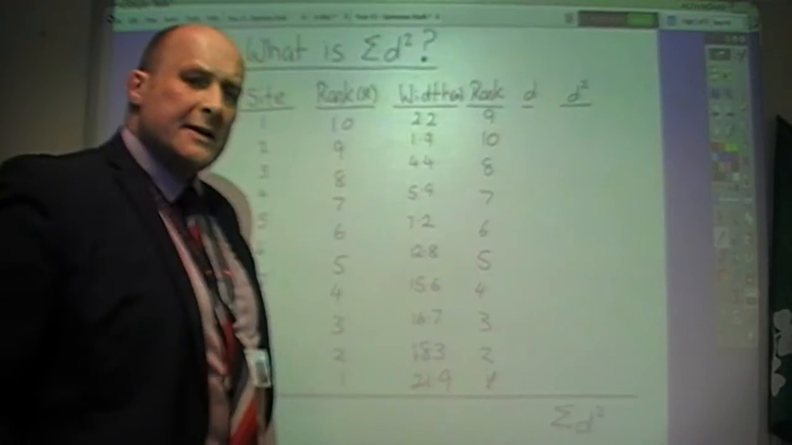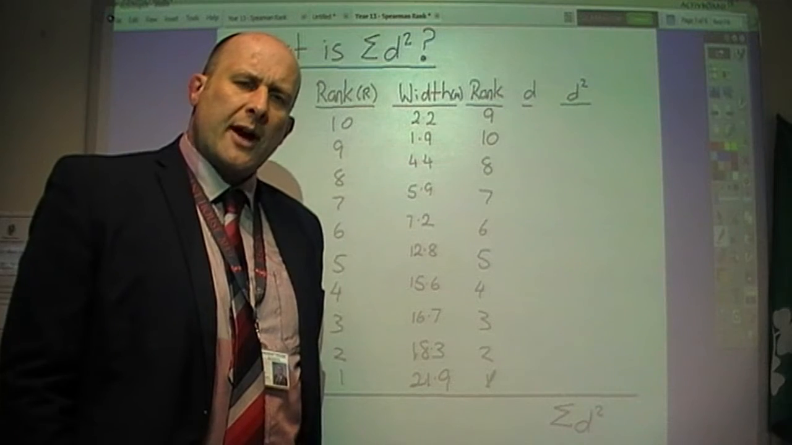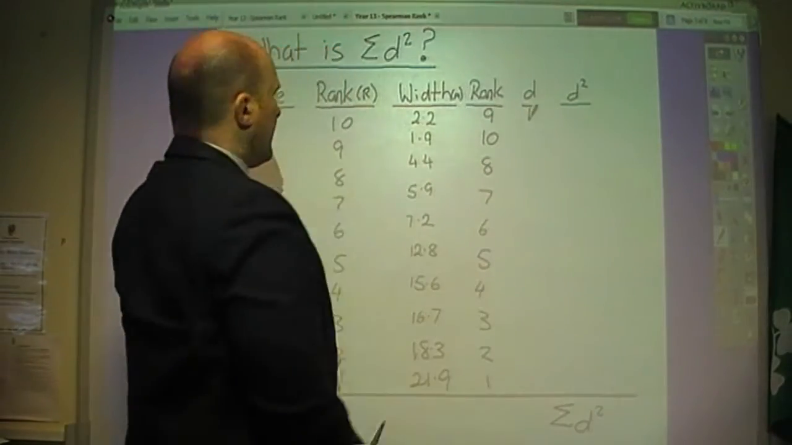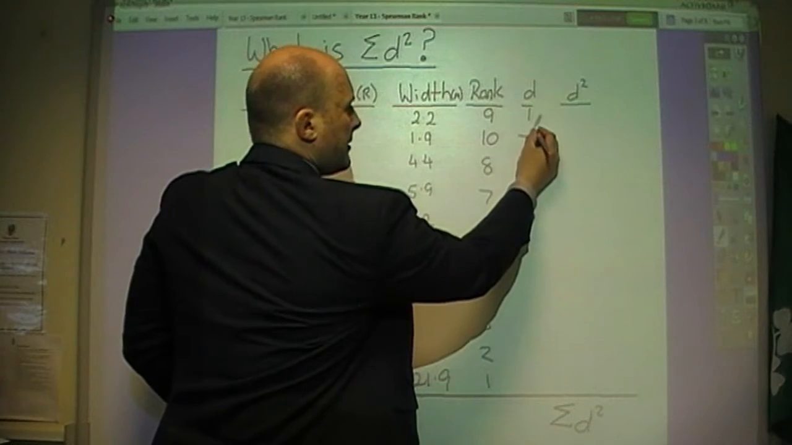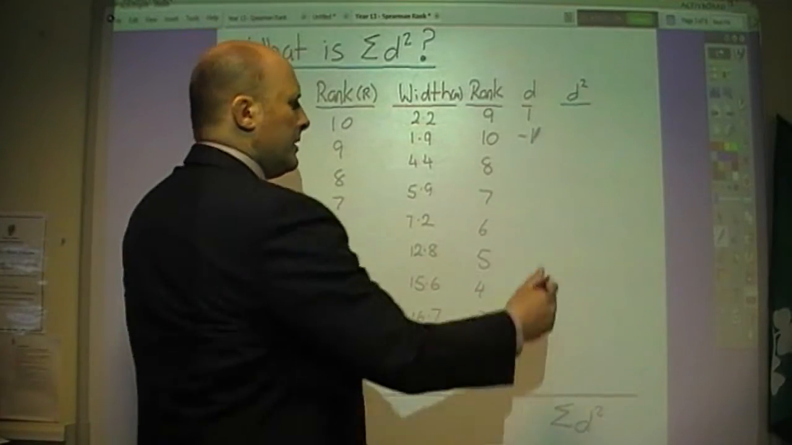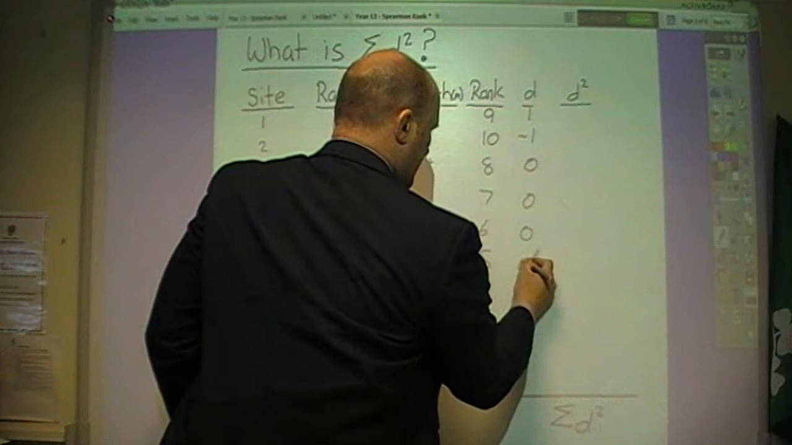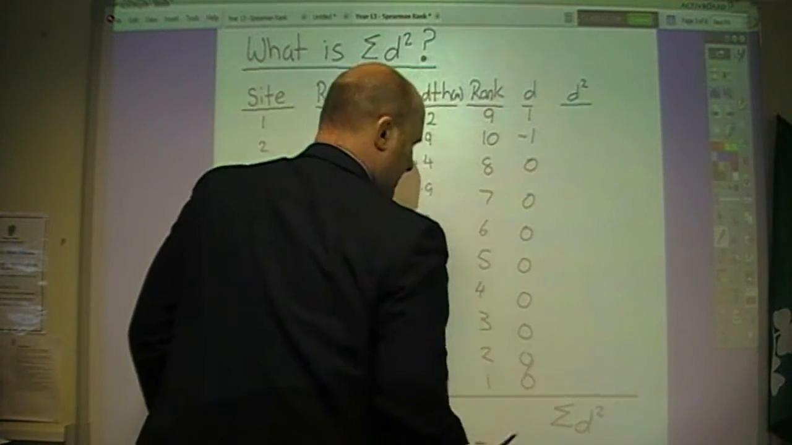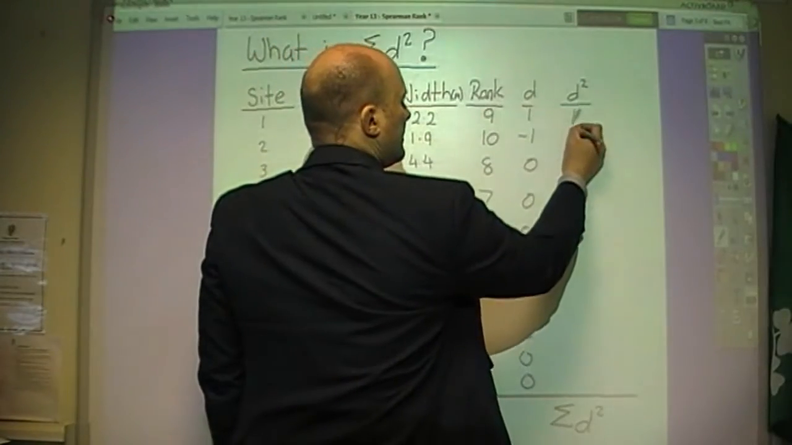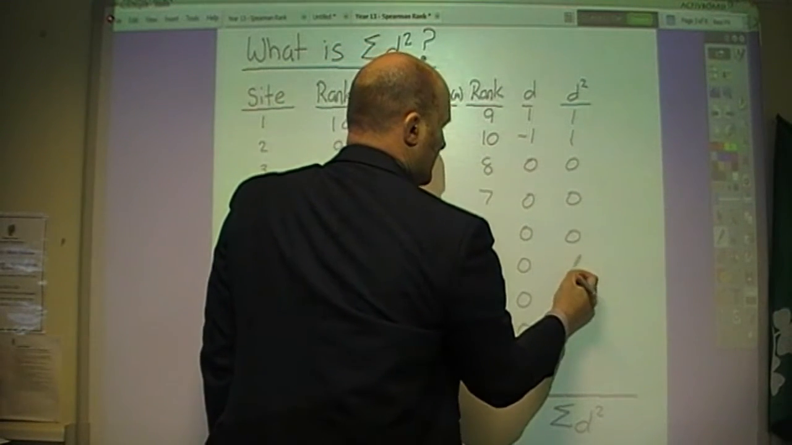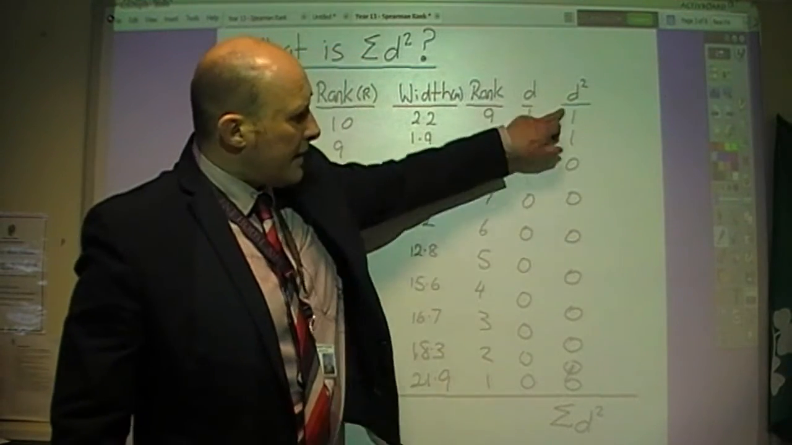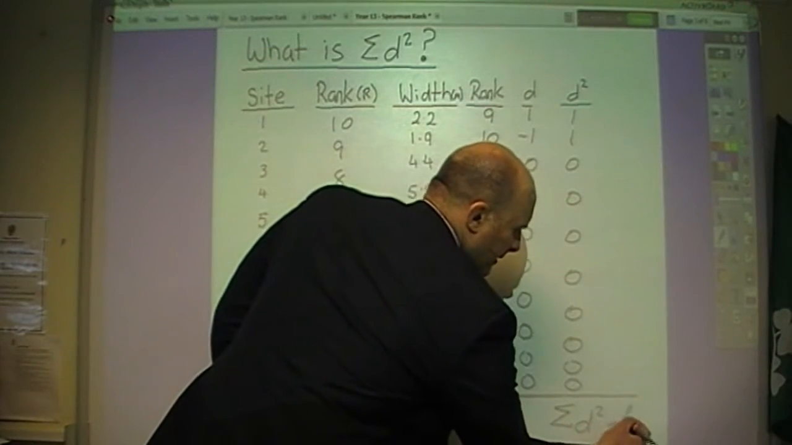What we need to do now is find the difference between our two ranked variables. So 10 minus 9 equals 1. 9 minus 10 equals minus 1. And the rest of the variables, 7 minus 7, 6 minus 6 will be 0. Now we square the differences. And to find the sum of d squared, we simply add up this column. Sum of d squared equals 2.